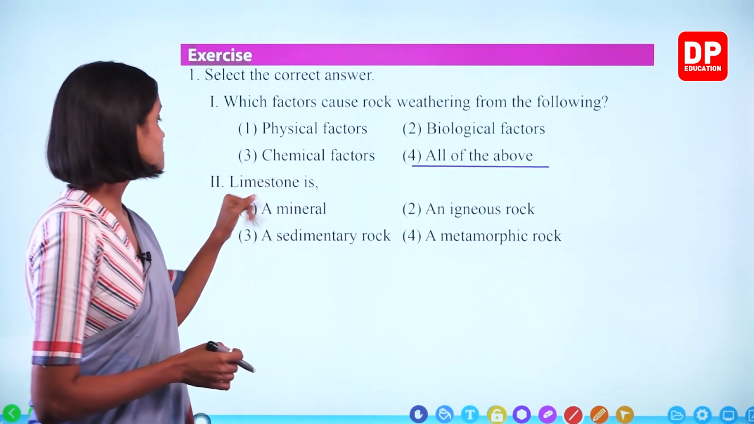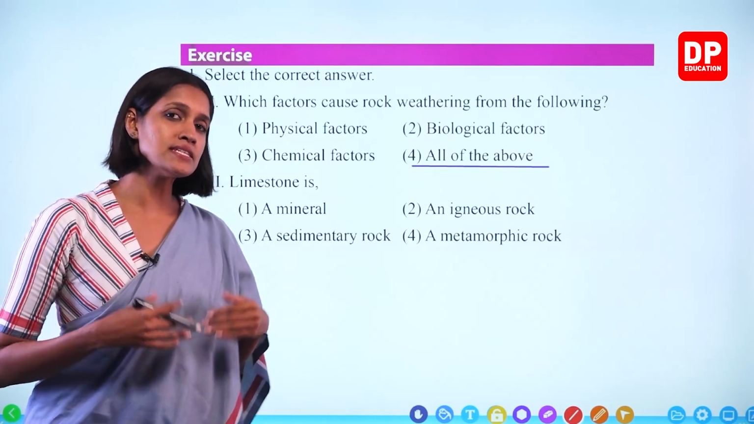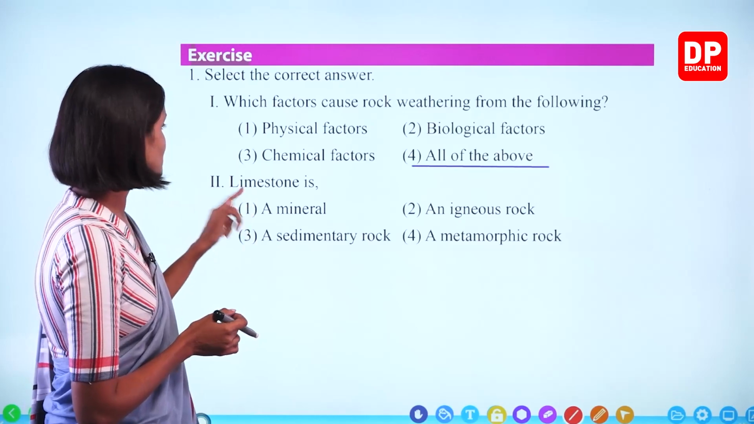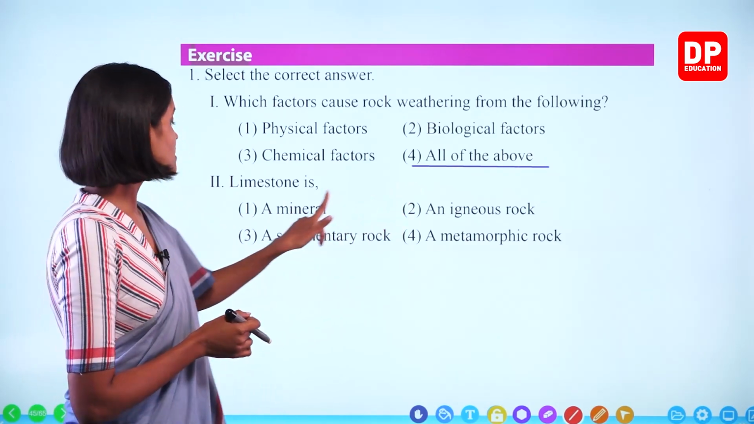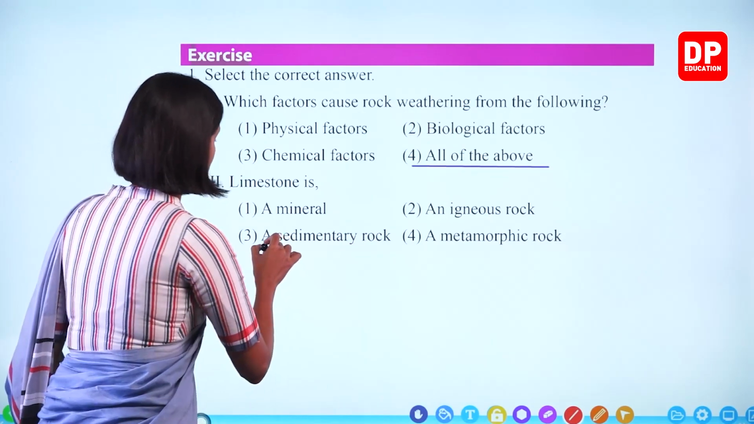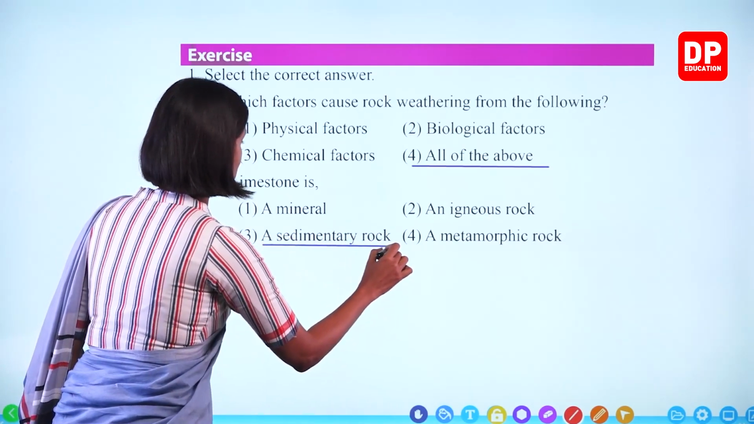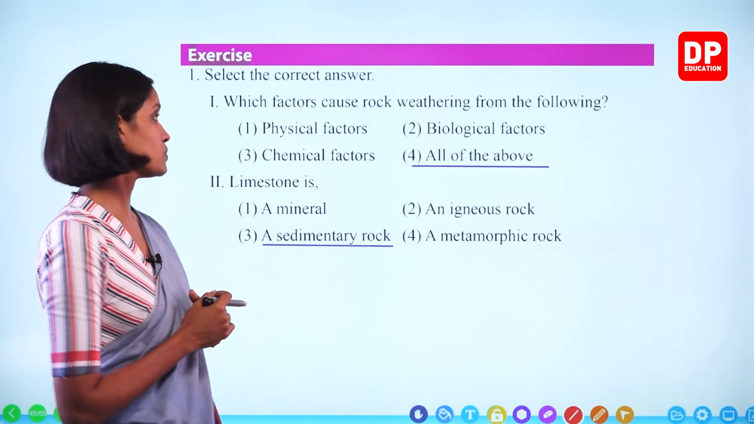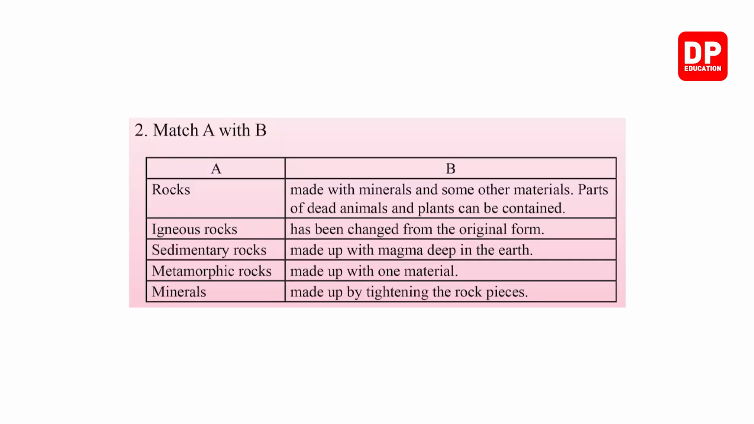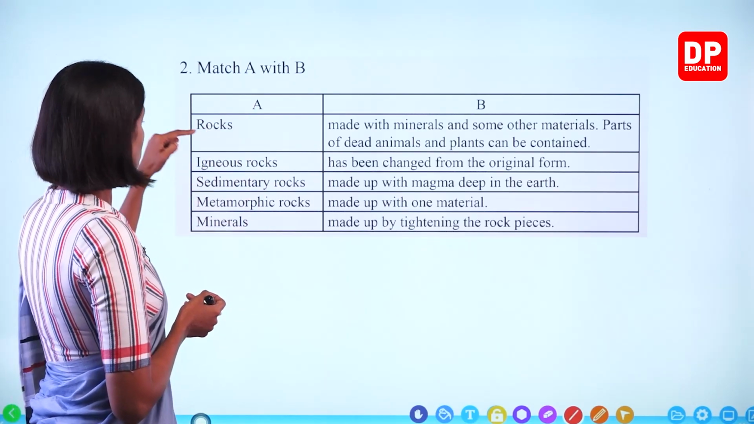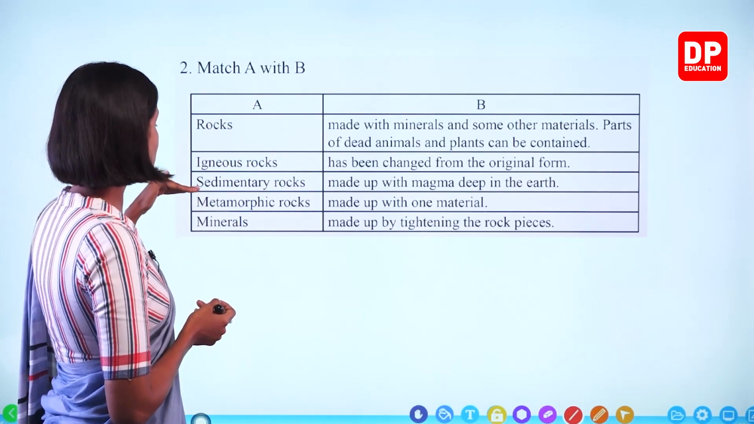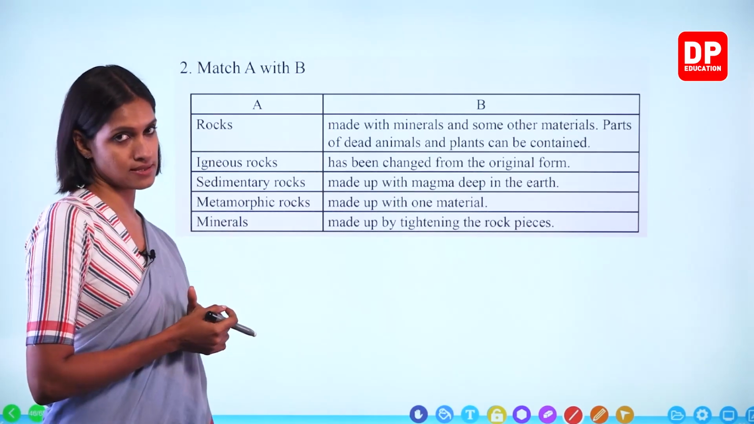Right. Limestone is a type of a sedimentary rock, okay? Limestone is a mineral, an igneous rock, a sedimentary rock, a metamorphic rock. A sedimentary rock is the answer, okay? We'll move on to the next. Match A with B. Here A: rocks, igneous rocks, sedimentary rocks, metamorphic rocks, minerals.